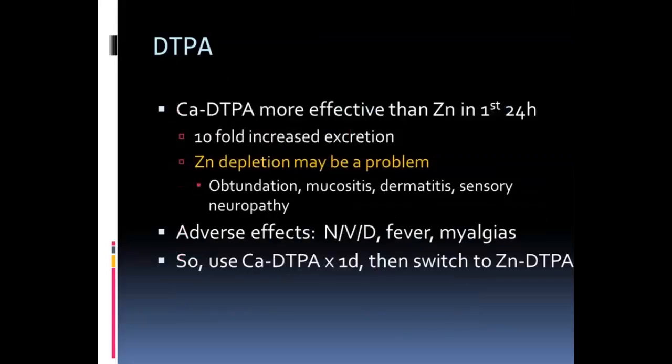The important part about DTPA is that there are two different forms. There's calcium DTPA and zinc DTPA. Calcium is more effective. However, calcium leads to zinc depletion and can lead to significant side effects and has led to significant side effects. So generally, the method is to use calcium DTPA for a day because it's more effective, and then switch to zinc DTPA to avoid zinc depletion. So I always think of it as alphabetical order. You use calcium first and then zinc second, but calcium for a day and then zinc after that.